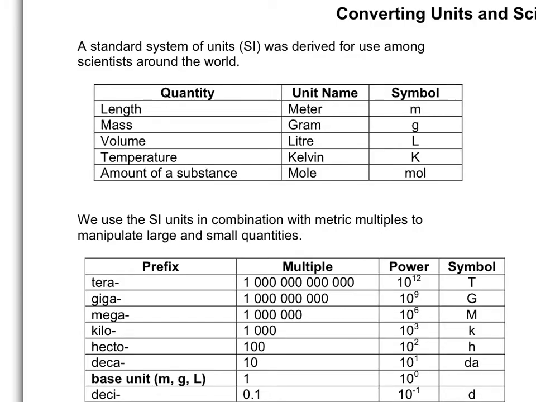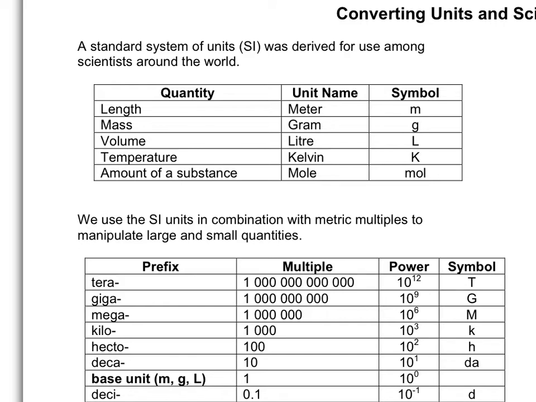There's a standard system of units called the SI system. It was derived for use among scientists around the world, so that we're all communicating in the same language. So it doesn't matter if you're a scientist from Canada, China, Japan, or Russia. We all measure and record quantities using the same units.